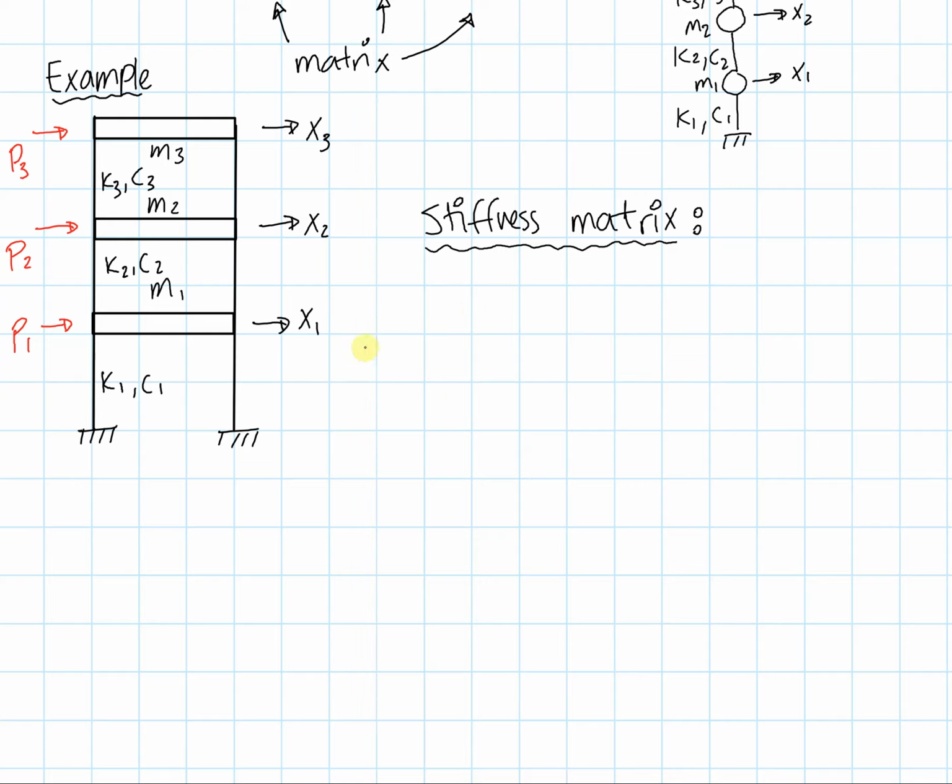So what I'm going to do is draw my 3-story building as a lollipop model, kind of like that. And what I want to do is let u1 equal 1. In that case, I'm going to have a deformation that looks somewhat like this. And in this case, u2 is equal to 0, and u3 is equal to 0.